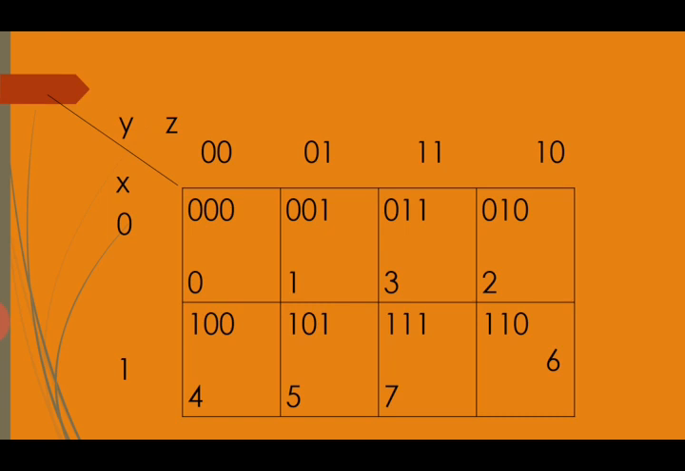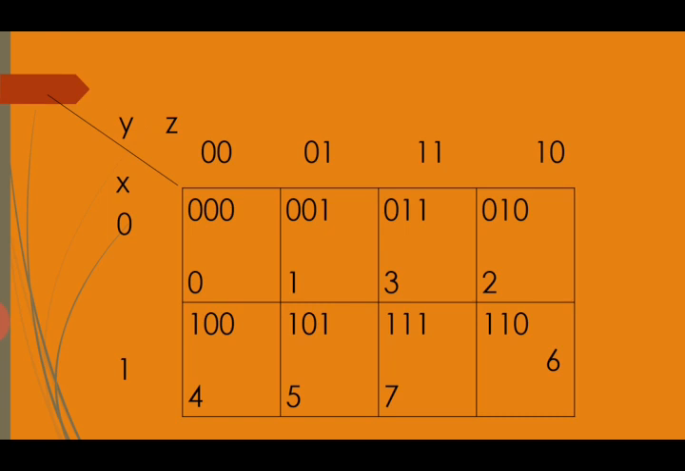And now with the combination of x, y and z, we get different binary combinations for different boxes. Here 0 0 0 is for box 0, or square 0, and then for the next one it is 0 0 1 because x is 0 and yz is 0 1. Similarly it is 0 1 1.